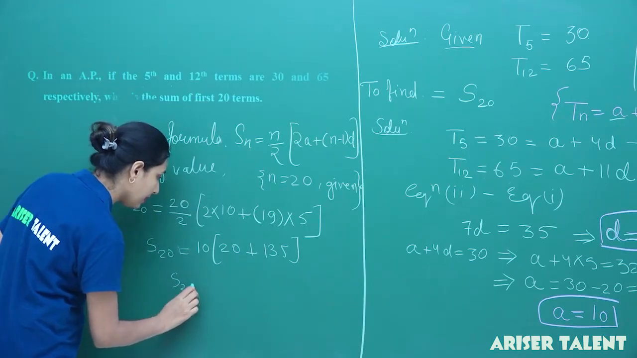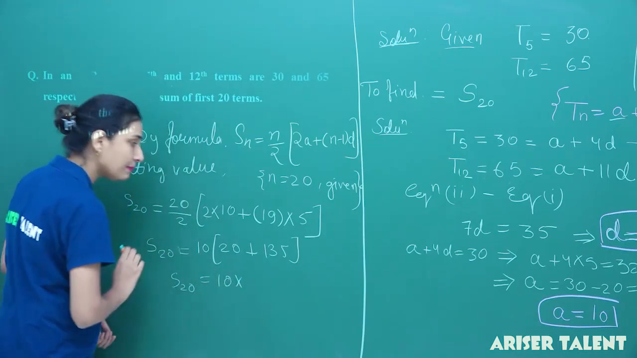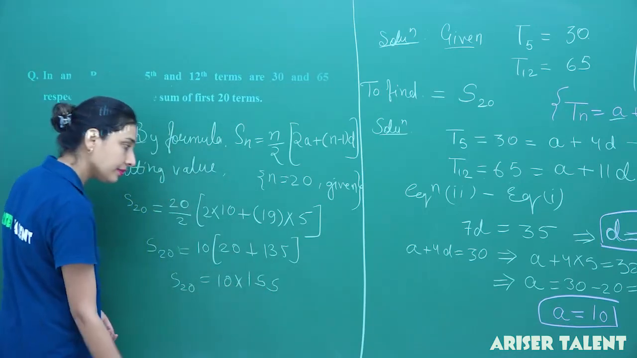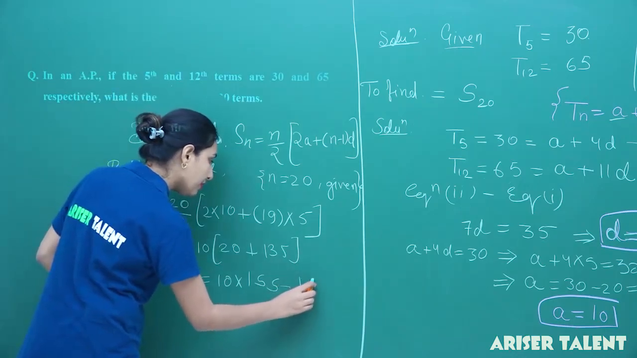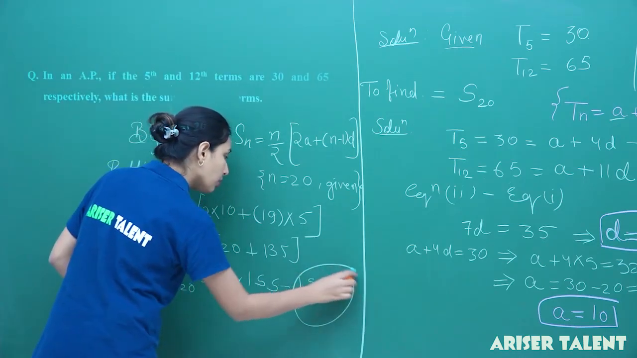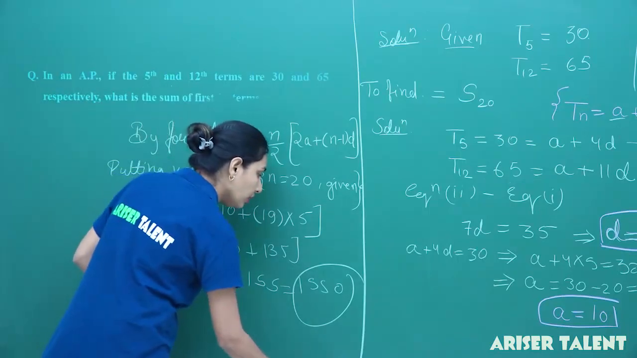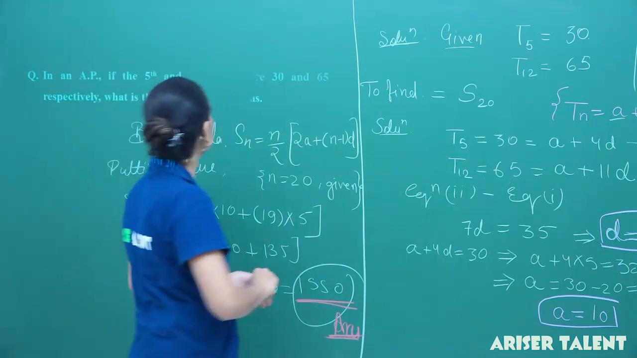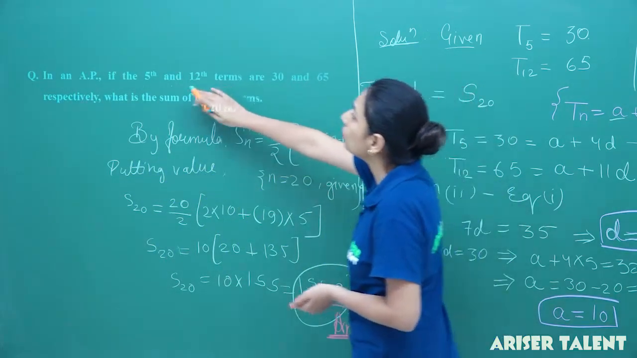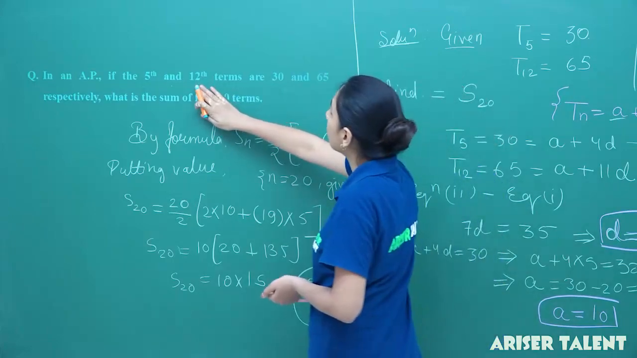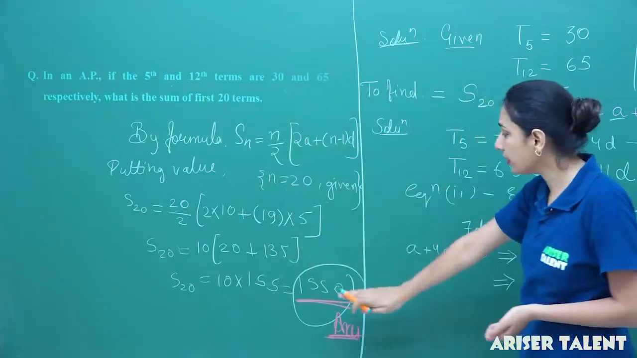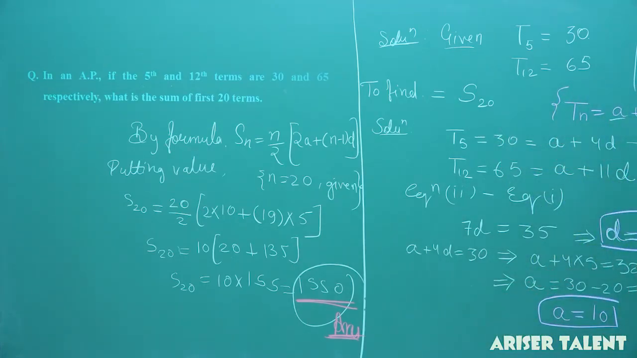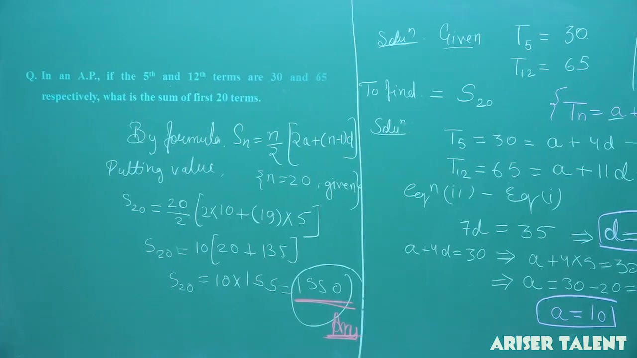So, S20 will be 10 multiplied by 155, that will be 1550. So, the value for the first 20 terms in the series whose fifth term is 30 and 12th term is 65 will be what? 1550. Note this, students. Okay.